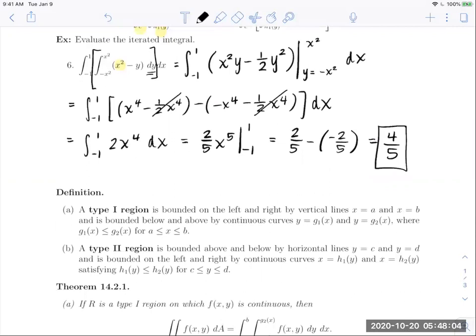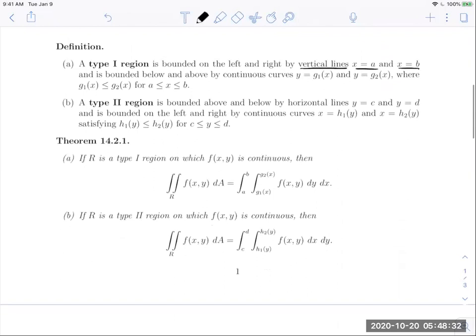So we're going to call a region type 1 if it's bounded on the left and the right by vertical lines x equals a and x equals b, and then bounded above and below by continuous curves g sub 1 and g sub 2 of x. Here we're assuming that g1 is always bounded above by g2 as x progresses from a to b. So let's sketch just a little diagram here of a type 1 region. And I'm just going to sketch these two types of regions down below here in the margin. So you can see I have numbered 1 and 2.